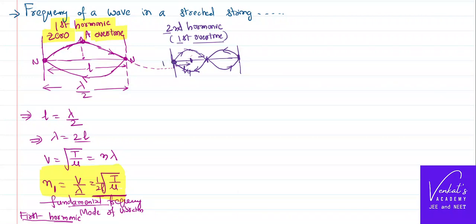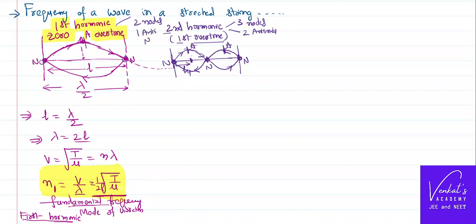This is a node. This is also a node. This is also a node. This is an antinode and this is an antinode. So in the second harmonic, you can see there are 3 nodes and 2 antinodes, whereas in the first harmonic, there are 2 nodes and only 1 antinode.